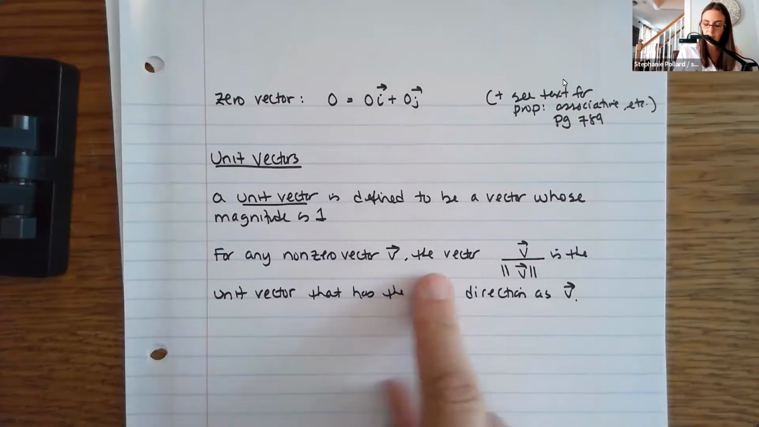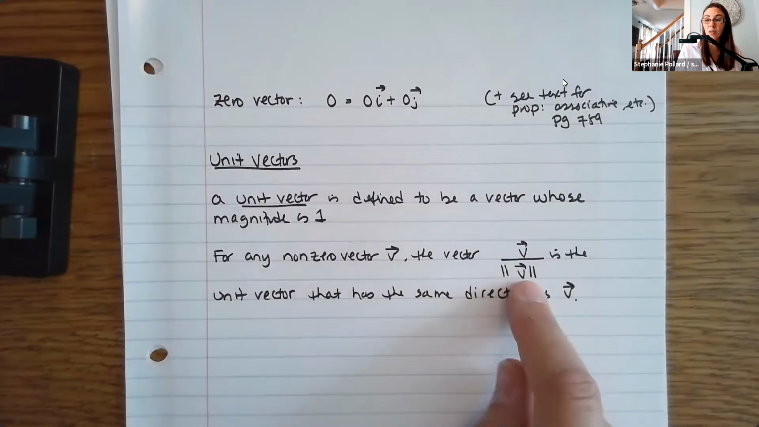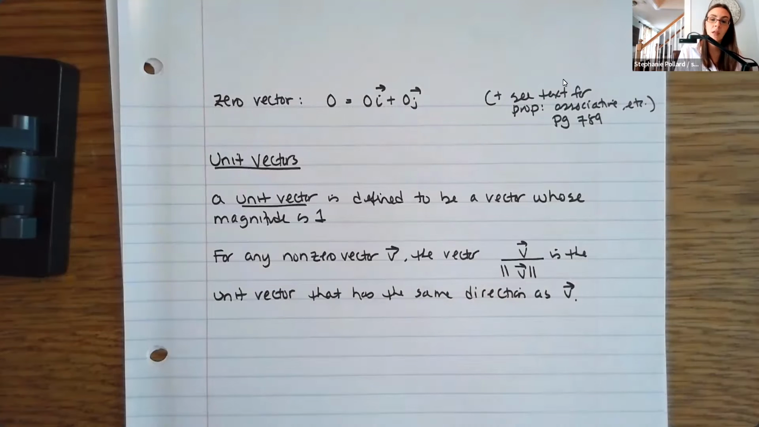All you do is you take that original vector and divide it by its magnitude, and that will give you the unit vector that's the same direction as the original vector. This can be helpful for applications sometimes, so that's why it's worth talking about. So let's look at a couple of examples, and then we'll look at an application as well.